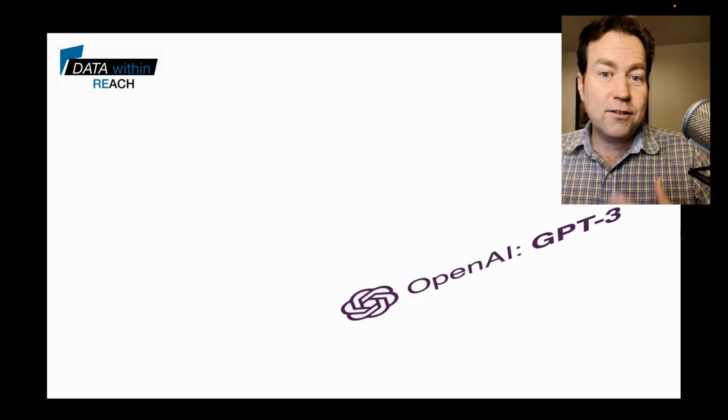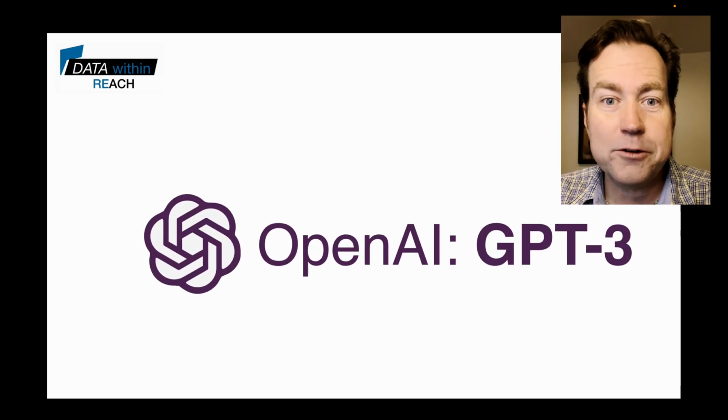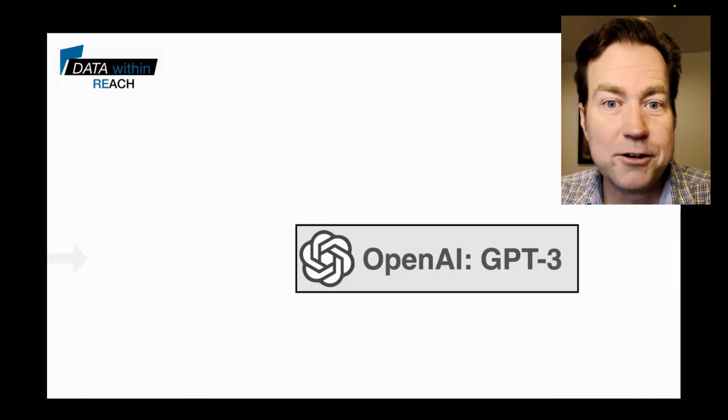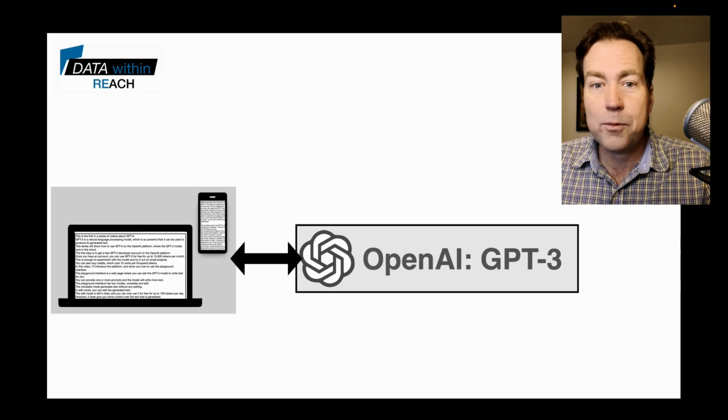This is the first in a series of videos about GPT-3. GPT-3 is a natural language processing model that is so powerful it can be used to produce AI-generated text. This series will show how to use GPT-3 on the OpenAI platform, where the model runs in the cloud.